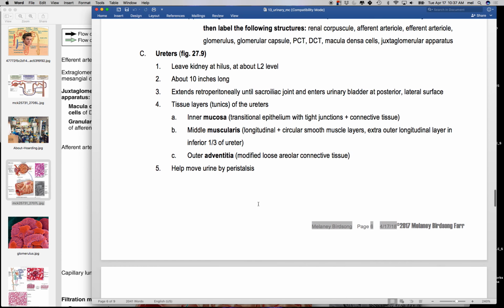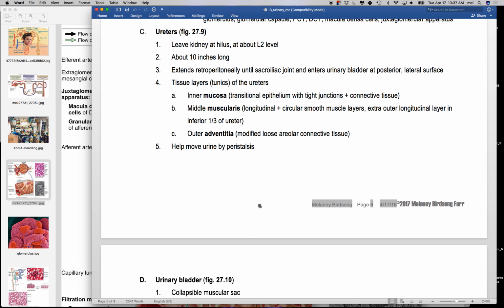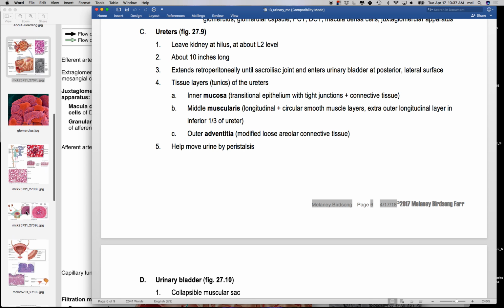Okay, so done with the hard stuff, okay? The rest of it is really easy. Now we've made urine. We just basically have tubes and tanks on our way out, okay? So we've got the ureters, the urinary bladder, and the urethra. And then we'll talk about sex differences in the male and female urethra. So first, let's talk about the ureters.